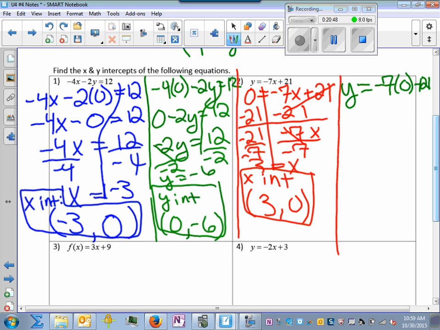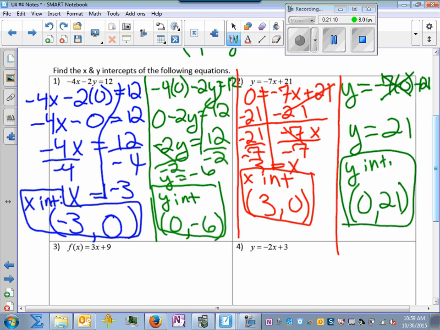What is negative 7 times 0? 0. So I can just cross it out because it becomes 0. What does y equal? 21. That's it. Pretty cool. So, what is my y-intercept? 0, 21.